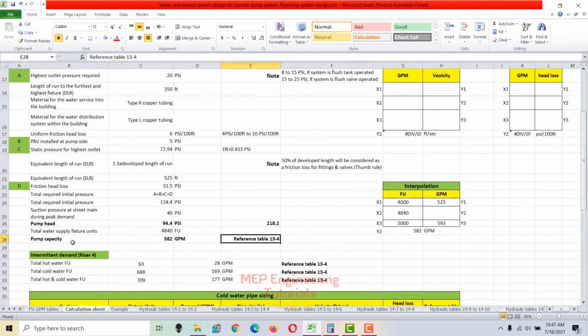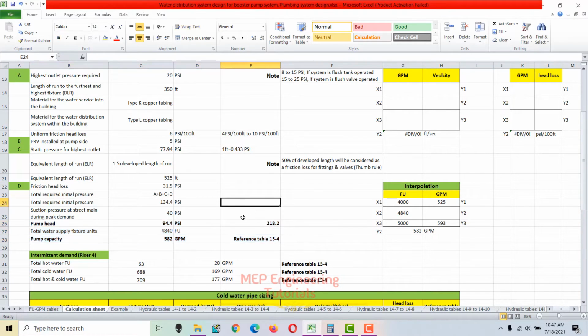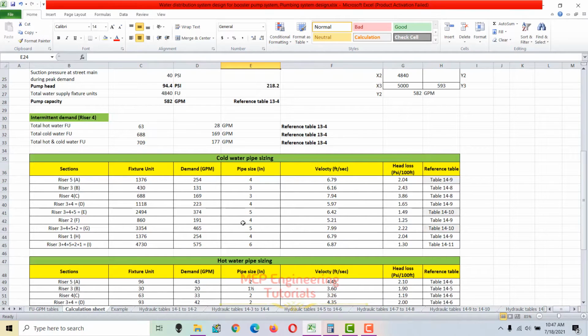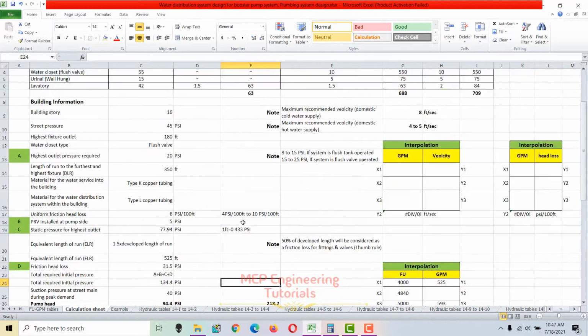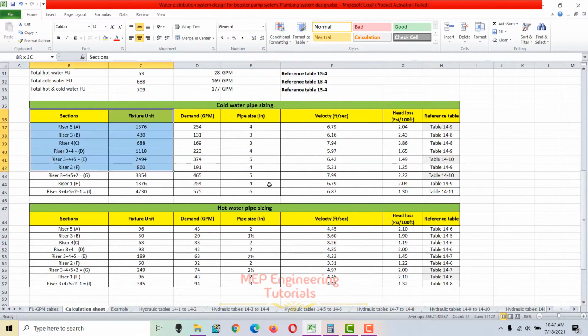So this is how you can calculate the booster pump head as well as demand. Now we will proceed towards the hot and cold water demand. After demand, we have to calculate the pipe sizes for the hot water as well as cold water.